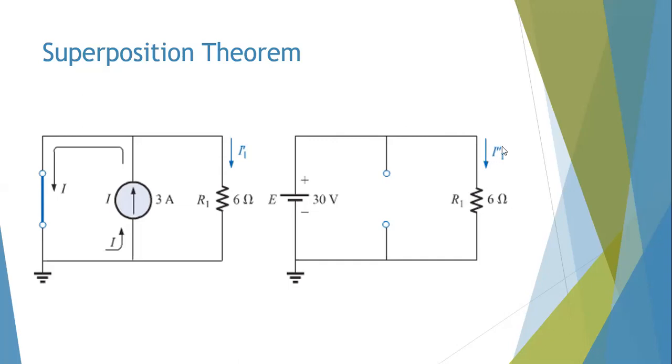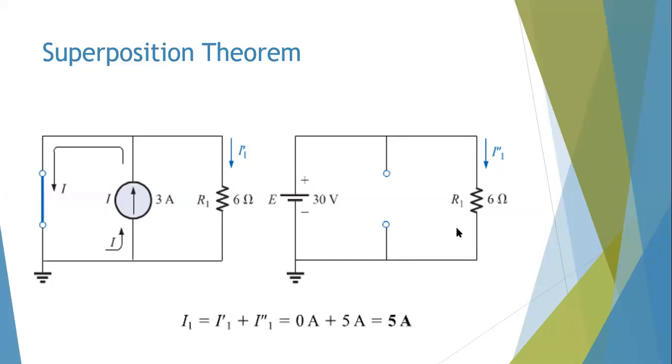So the current I1 double dash will be 5 ampere. 30 divided by 6, you get 5. So what's the overall current? It is going to be I1 dash plus I1 double dash. The 0 plus 5, you get 5. Yep, this is what we've just explained.